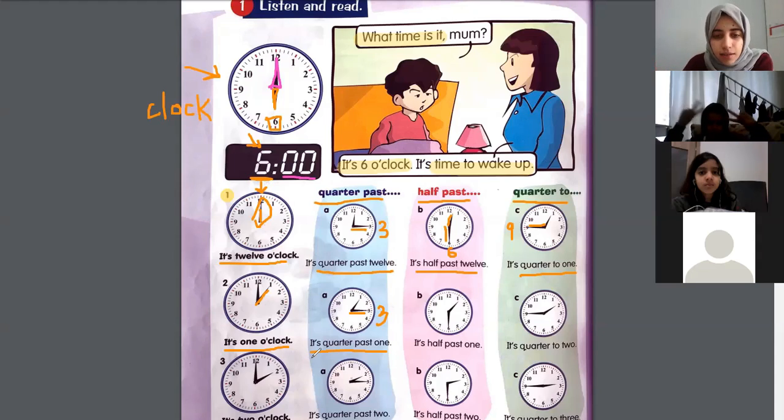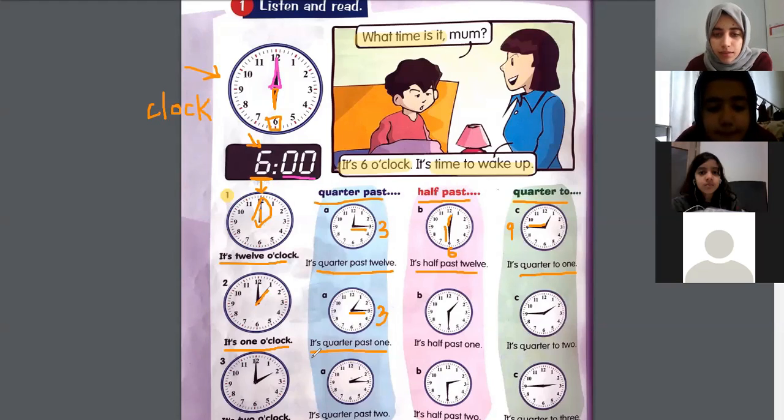It's Q, not B. Quarter. Quarter means ربع.